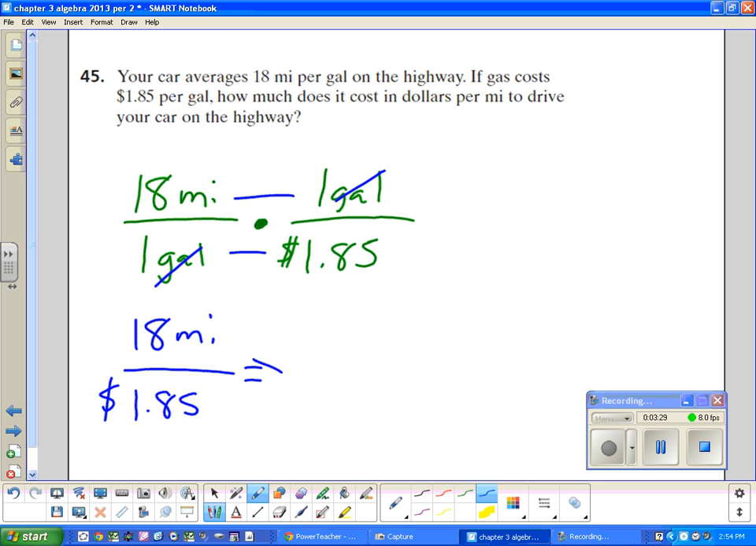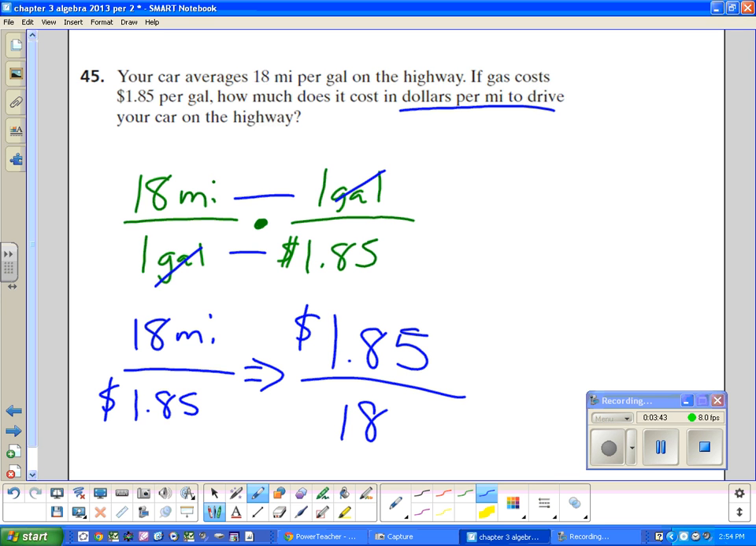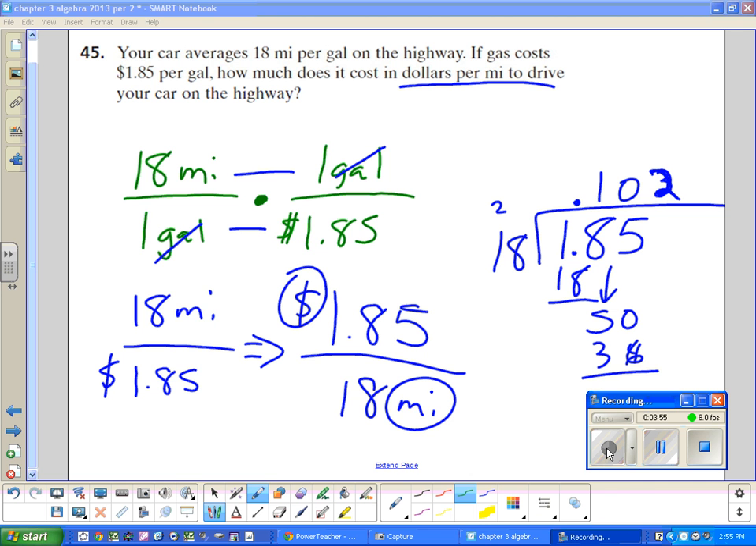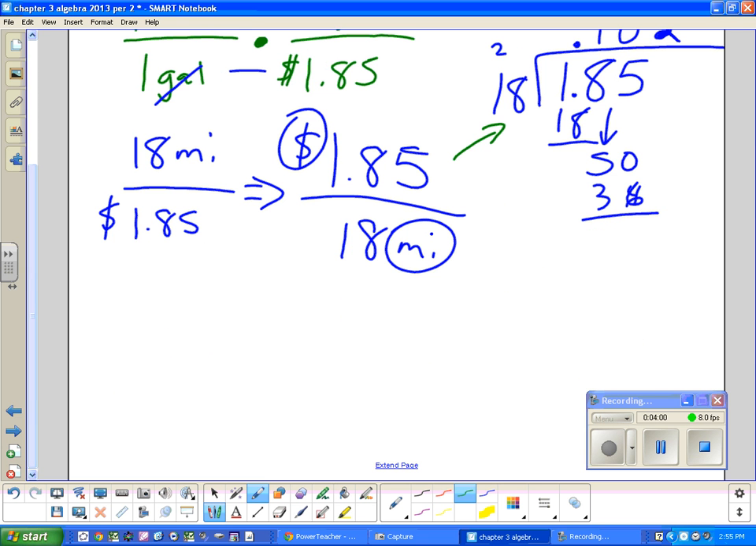But we want cost in dollars per mile. So if we flip that, $1.85 is to 18 miles. And then we reduce this to a unit rate, we will get our dollars on top per mile on the bottom. So we did the division over here, and we got 0.1028. That translates as approximately $0.10 or 10 cents per 1 mile.